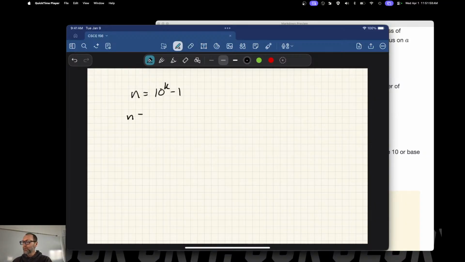So n plus 1 onto the other side, 10 to the k. How do I get rid of that k? Log. Base 10, I'll be explicit about it here, of n plus 1 is equal to k.